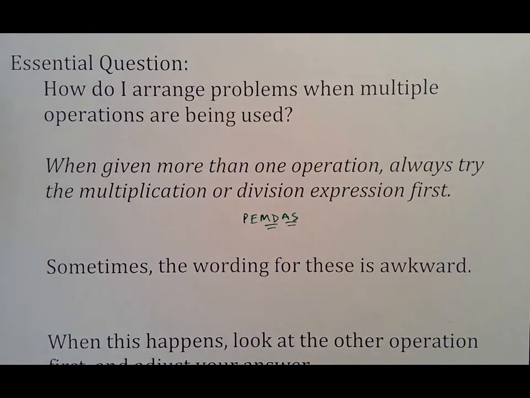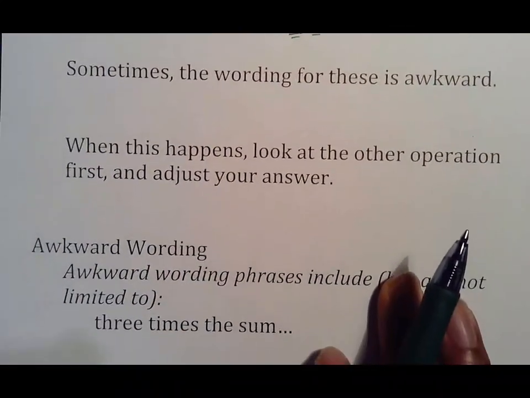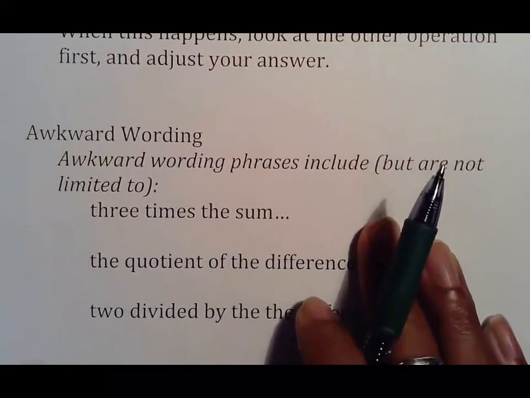Pretty much you're going to offer multiplication and division the first plate, and if they want to eat it, they take it. If they don't want to eat it, they send it to addition or subtraction, and you move from there. Again, sometimes the wording is awkward. When that happens, don't give it to multiplication and division first, go the opposite direction.